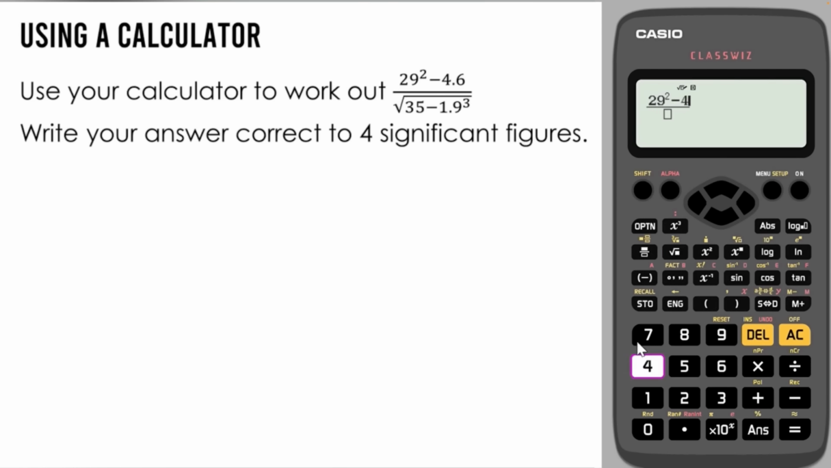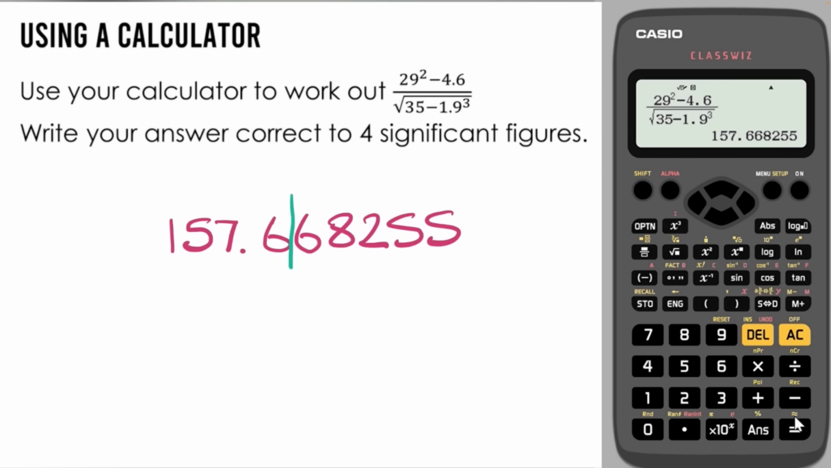You can use the squared button or you can use the empty power button, which I'll use in just a second. We've got our square root button we need to know how to find. And then again, just typing it all in, just being careful if you need to come out of the square root. But once you've done that, we can write our answer out. This one wants it to 4 significant figures, so we'll chop that after our 4th number and round it as we need to.